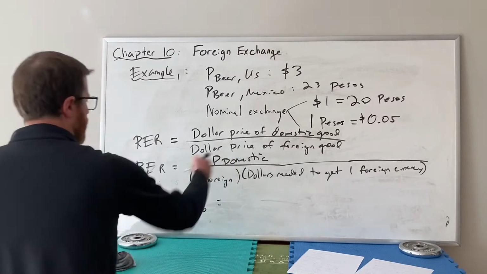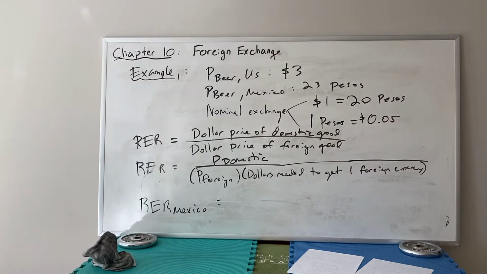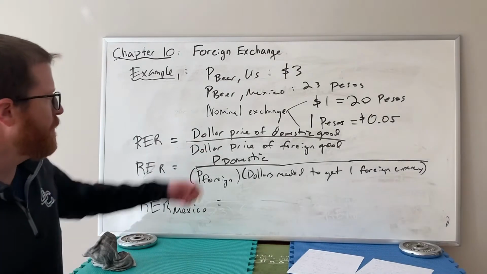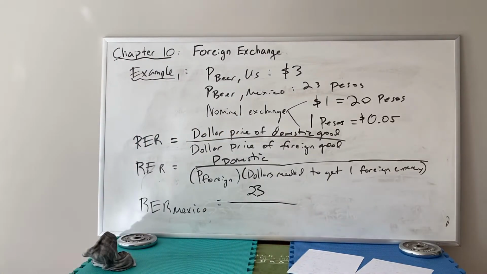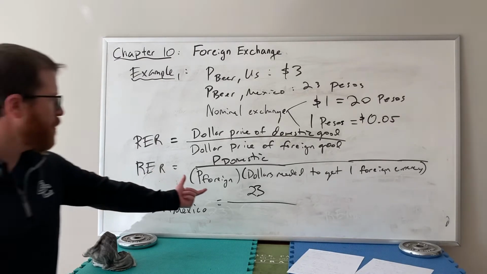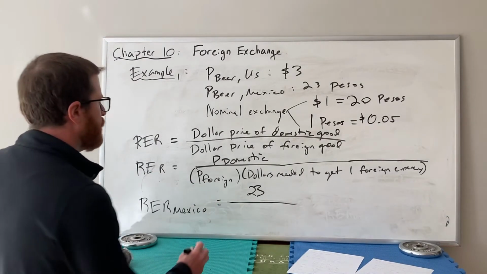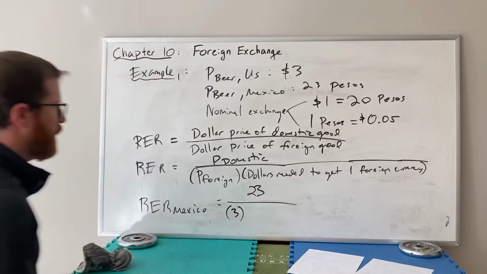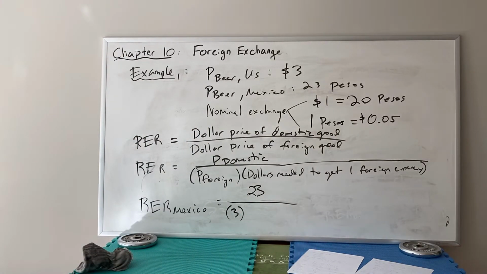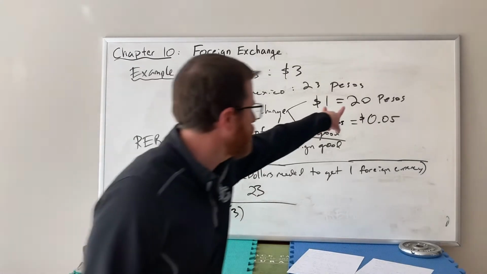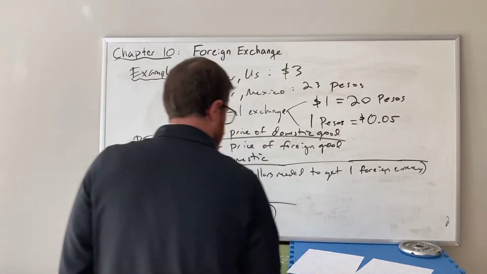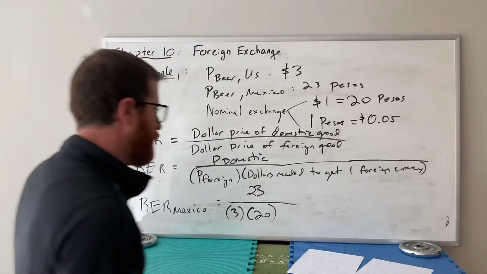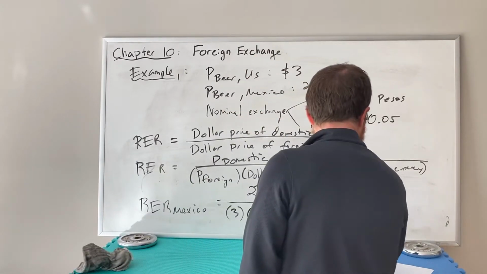So now all we're doing is just imagining that Mexico is the domestic country. So the price domestically here is 23 pesos. And then we're going to divide that by the dollar price of the foreign good. We take the price foreign, so the price in the United States being $3. And then we multiply it times the pesos needed to get $1, 20. And then the answer that we would get there in this specific question is about 0.383.